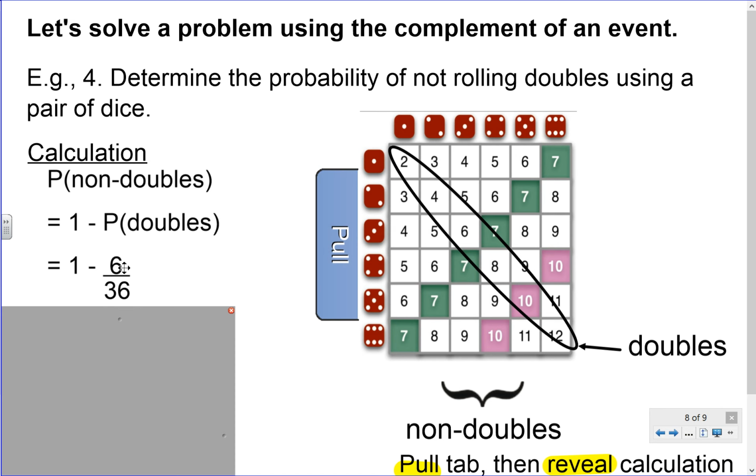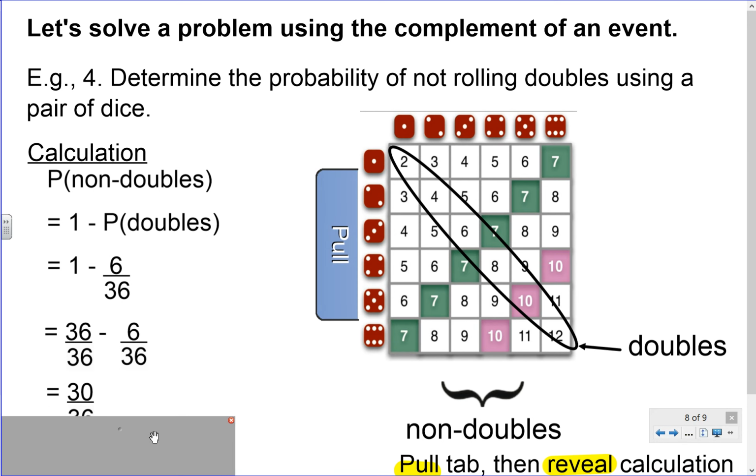So take 6 out of 36 outcomes, which are doubles. That's not what you want. And subtract that from 1 whole, that is all of the 36 possible outcomes. What you have as a leftover, or difference, is 30 on 36. And you can quickly see through the table that 30 outcomes are not doubles. So, in lowest terms, that would be 5 out of 6. So for every 6, 5 will be non-doubles.